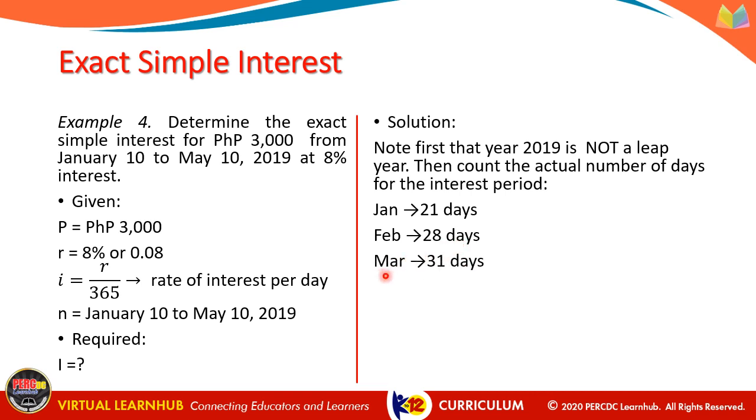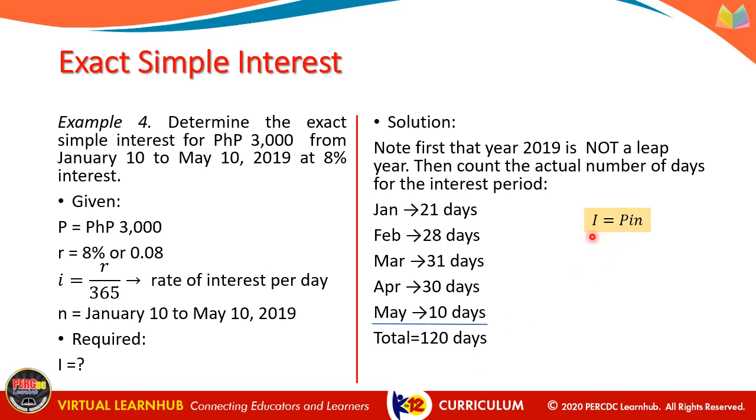The whole month of March has 31 days. The whole month of April, 30 days. The whole month of May, it's only until May 10, right? So for May, we're going to note 10 days. Then just add to get the total number of days, 120 days.